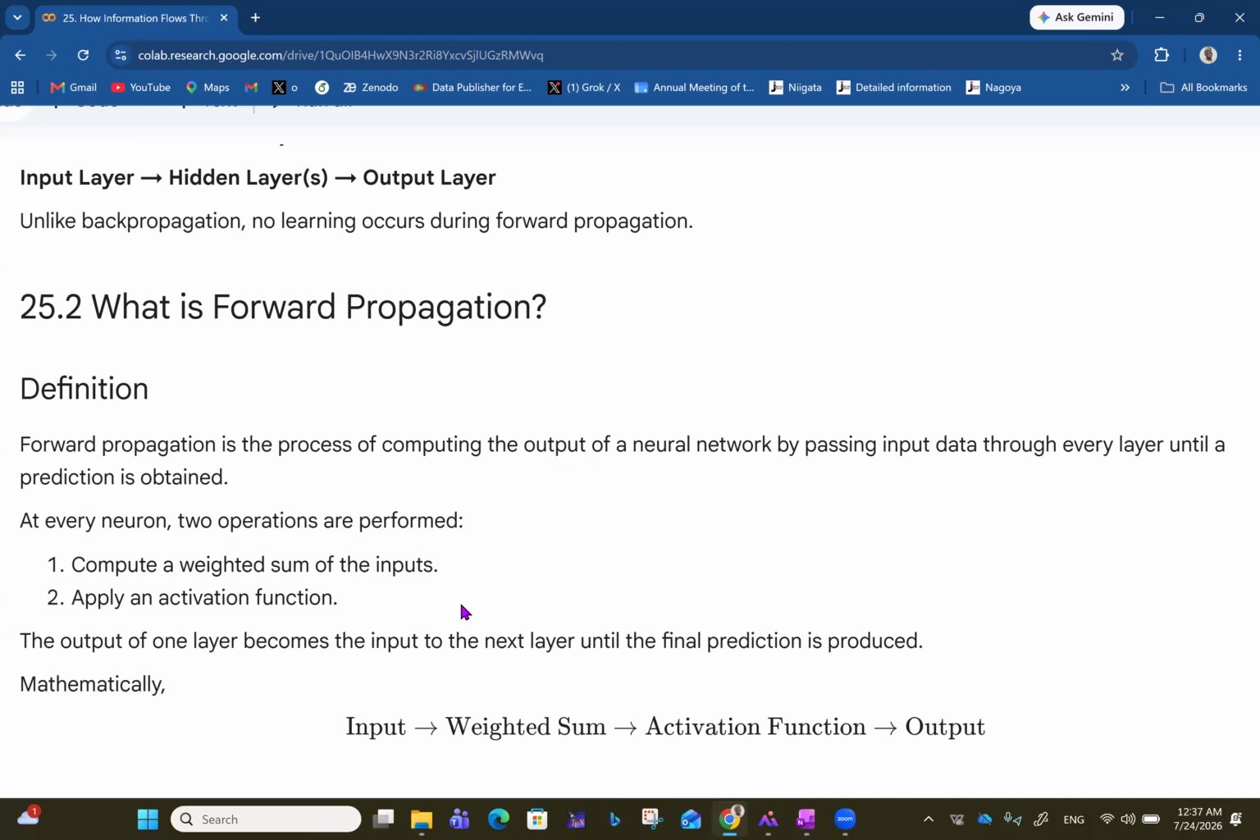First of all, you compute a weighted sum of the inputs, which you are already used to. That's WX plus B. Then you apply an activation function. We also did that. In the last video, we talked about why neural networks need nonlinearity, because nonlinearity captures more nuanced behaviors of whatever data you're working on. The output of one layer becomes the input to the next layer until the final prediction is produced. Mathematically, you have the inputs, the weighted sum, the activation function, and then you get an output.